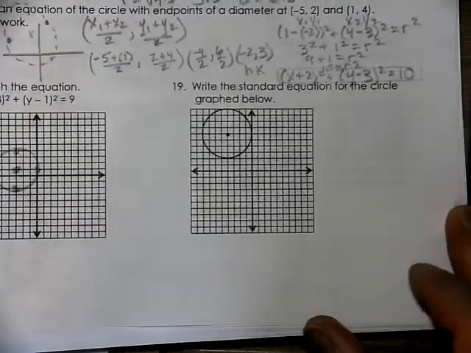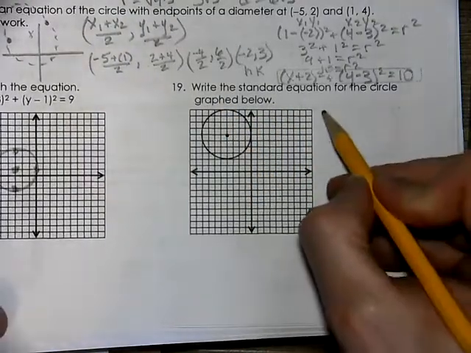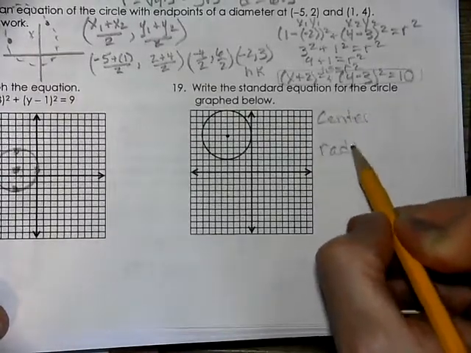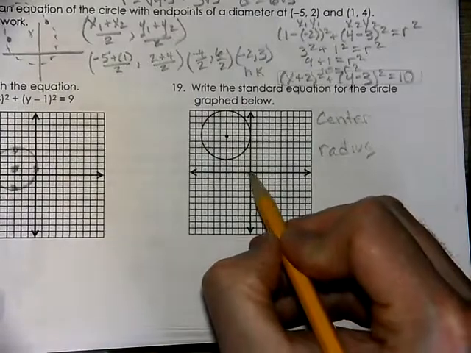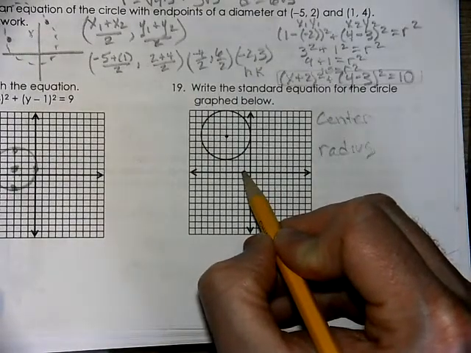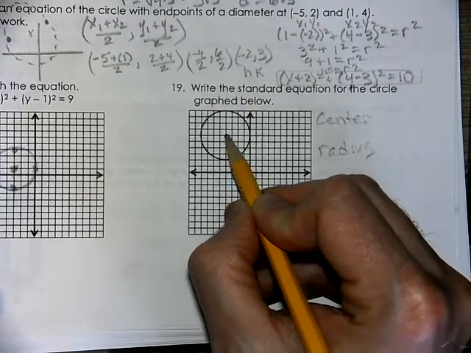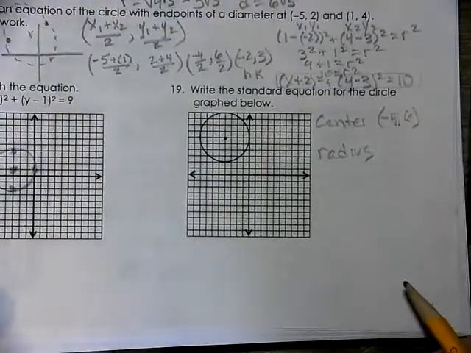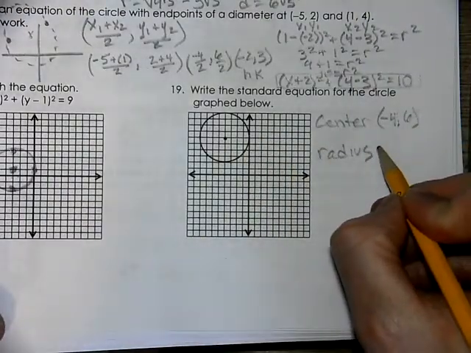Last question. We're going to write the standard form of our equation. When we do that, we need to know a center point, and we also need to know the radius. Every time you write an equation of a circle, you need to know the center and the radius. So the center is located at negative 4, positive 6. That's the center, with the radius of 4.